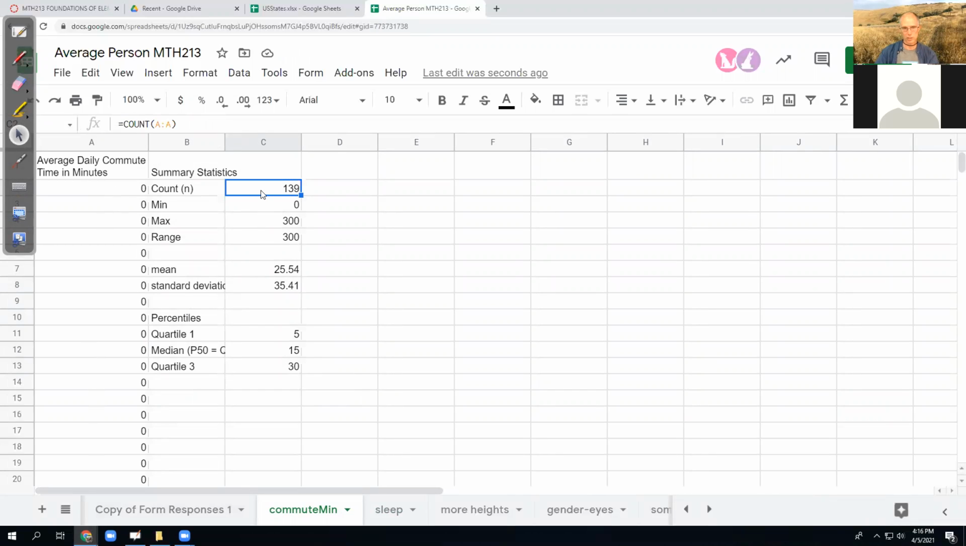And again, the formulas are, oops, COUNT to do the count, MIN to get the minimum, MAX for the maximum. Range is always max minus the min. Mean is AVERAGE. Standard deviation is STDEV.S. And if you're watching this online, I'll put a link to this spreadsheet in the description. And then we have our quartiles, which we'll get to in a minute.